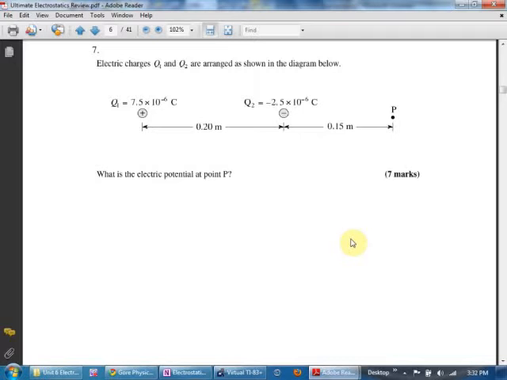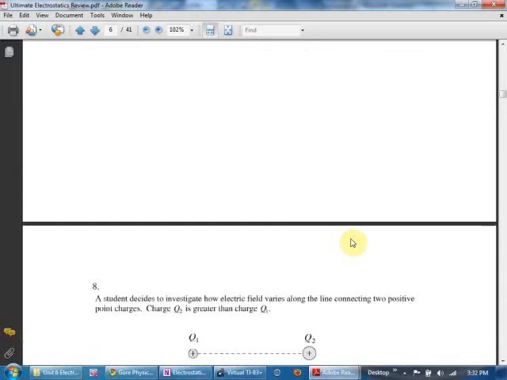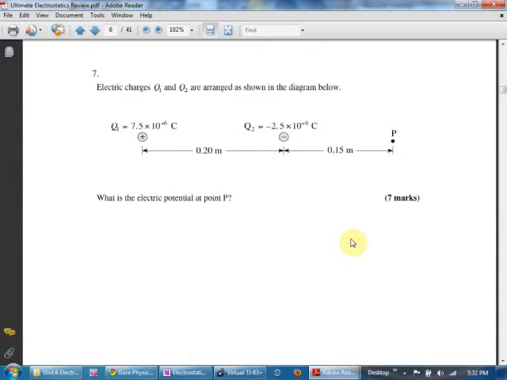In fact, a great question would be to give you something like number 7 and say, A, find the electric field, B, find the potential. So for A, electric field, cover up one charge, find the electric field, magnitude and direction from the other charge, and then repeat the procedure for the second charge. Add them up vectorially.